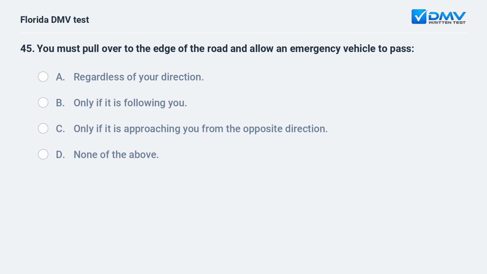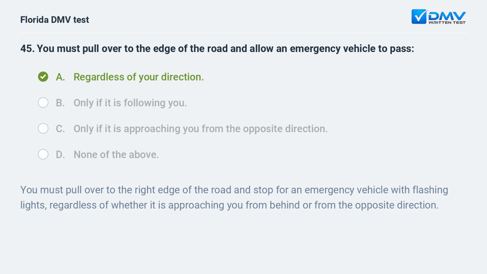You must pull over to the edge of the road and allow an emergency vehicle to pass. A. Regardless of your direction. B. Only if it is following you. C. Only if it is approaching you from the opposite direction. D. None of the above.